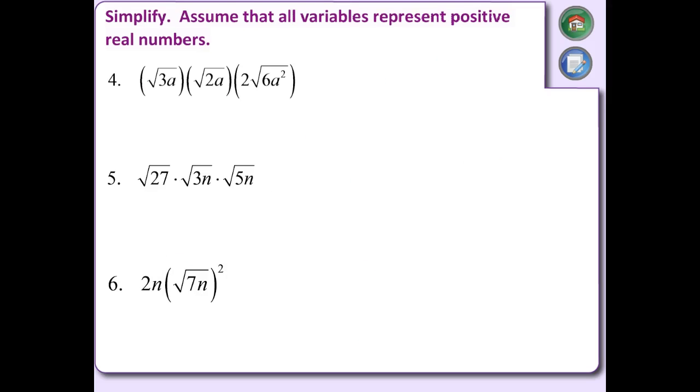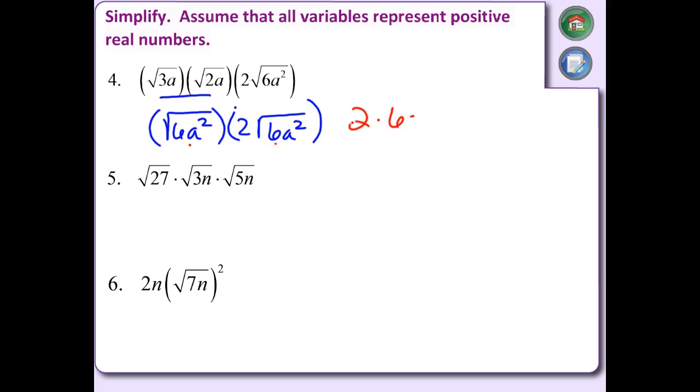Try a few more. Now, you might see some little tricks of the trade along the way. We can multiply in any order, but if I multiply the first two terms together, I'm going to get root 6a squared. That's kind of sweet because if you look at the last term, they both have root 6a squared. Root 6a squared times root 6a squared takes it out of the house. So now I've got 2 times 6a squared, which is 12a squared.